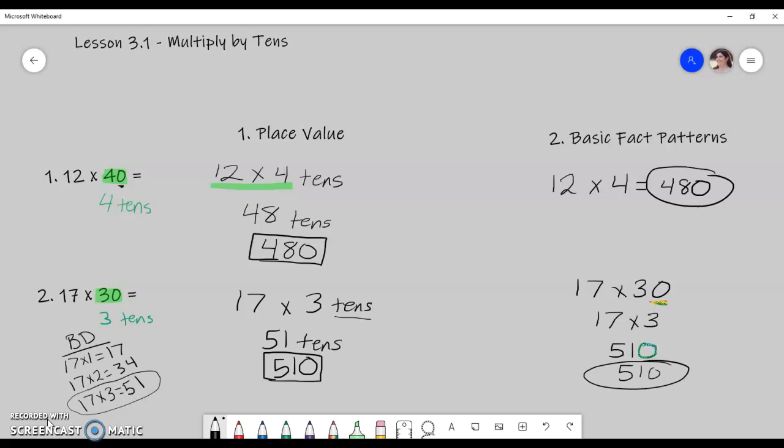So, multiplying with tens, you guys have already been doing it. Now we're just moving up into double digits. So don't freak out, use the strategies you know, and you've got this.